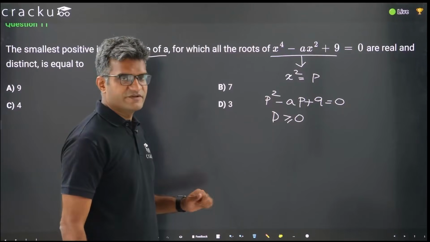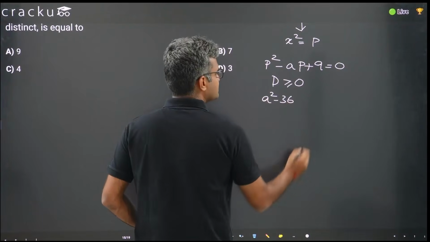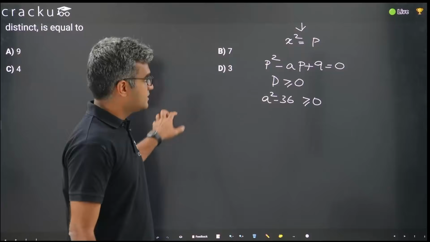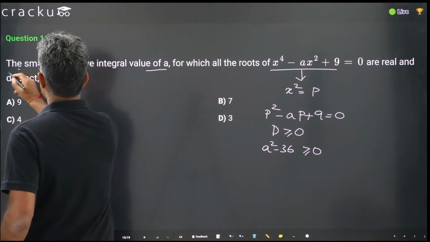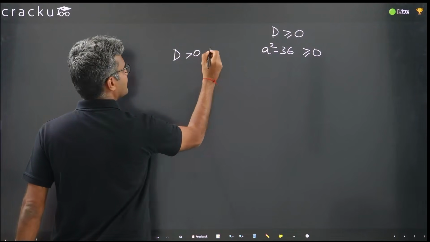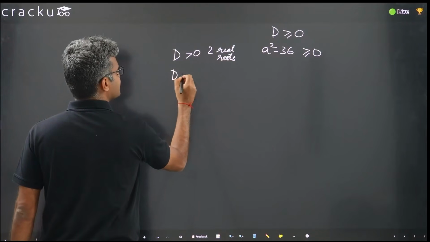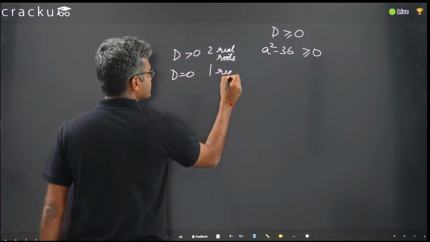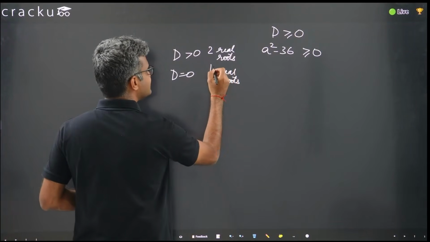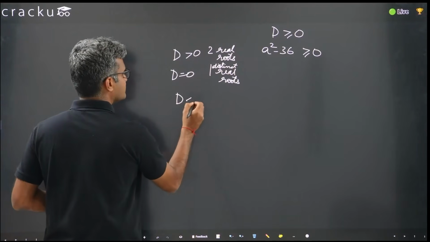And what is the discriminant of this given quadratic equation? The discriminant is a square minus 36. So we want a square minus 36 to be greater than or equal to 0 for the roots to be real. But we also want the roots to be distinct. Remember what we discussed. If d is greater than 0, we will have 2 real roots. If d is equal to 0, we will have 1 real root, or both the roots are basically equal to each other, so we will have 1 distinct real root. If d is less than 0, we will have no real roots.